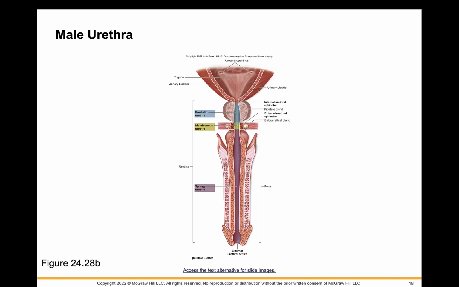Here we can actually see the male urethra. Notice it's much longer. Remember, the male urethra is double function, so both sexual and elimination of urine. We see the first part, the prostatic urethra, which is actually moving through the prostate. We have the membranous urethra. Remember, this helps form part of the external urethral sphincter. And then we have the largest part of the male urethra, which is the spongy urethra, also known as penile urethra. And remember, it is surrounded by a cylinder of erectile tissue.